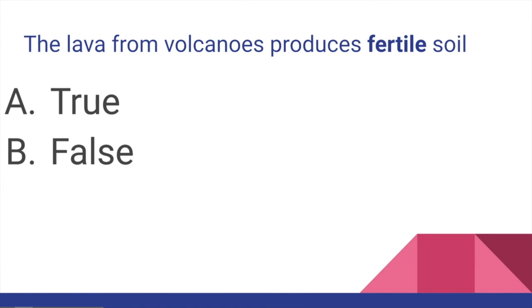True or false? The lava that falls from a volcano, does it produce fertile soil? If you said true, that is correct. The lava that falls on the soil makes the dirt area more refreshed, and it makes the soil become more fertile, meaning that it is easier for crops like vegetables and fruits to grow.